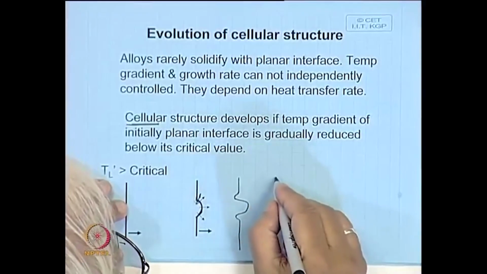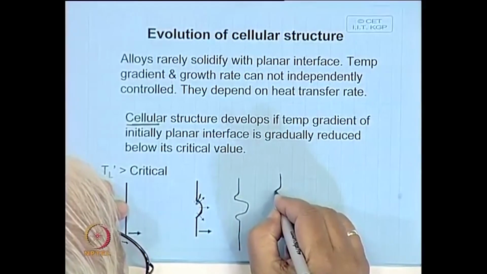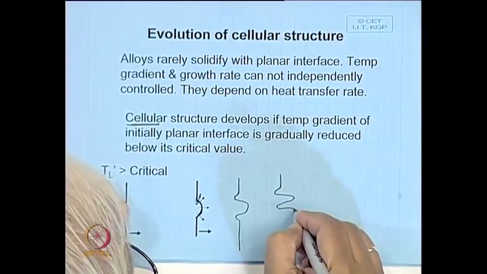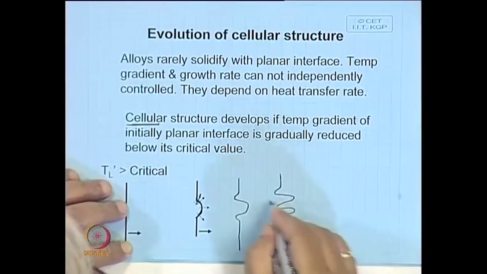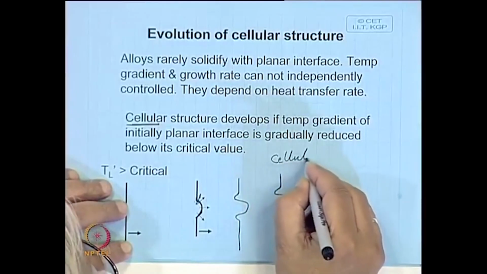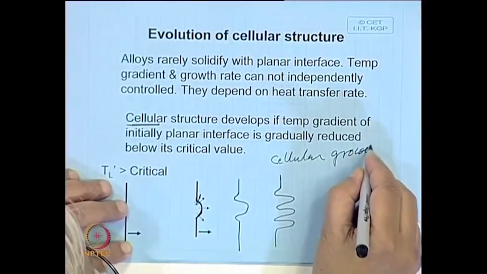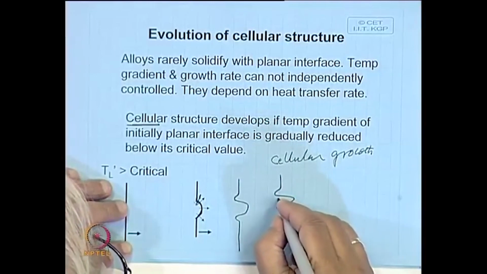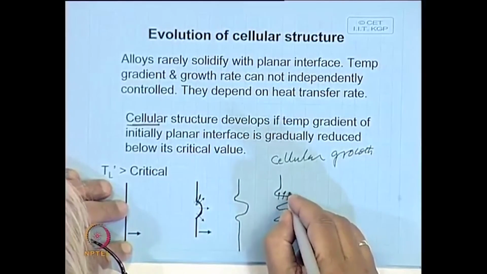And if you grow further with time, then you will find this type of structure develops, and this is called cellular growth. And here you have the liquid, the solute is also getting rejected here.